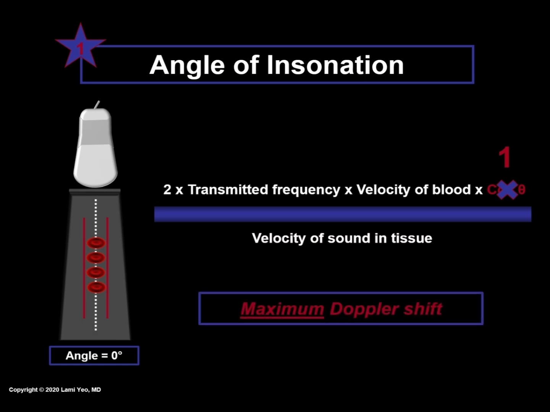Therefore, as shown in the diagram, when performing color Doppler sonography, it is optimal to image the fetal heart so that blood flow is going directly towards or away from the transducer. In other words, to obtain the maximum Doppler shift, the ultrasound beam and blood flow should be in parallel with an angle of insonation of 0 degrees.